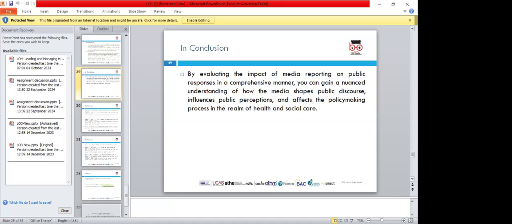So in so doing, you need to understand that the evaluation of impact within the public responses will have an impact, and that's very, very important.